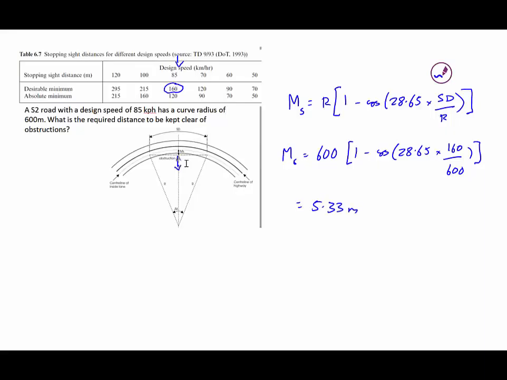So from the edge of the carriageway, we need to make sure that we maintain a low profile, 5.33 metres, throughout the duration of that curve. And that is to give the drivers a good enough viewing angle so they can see far enough ahead.